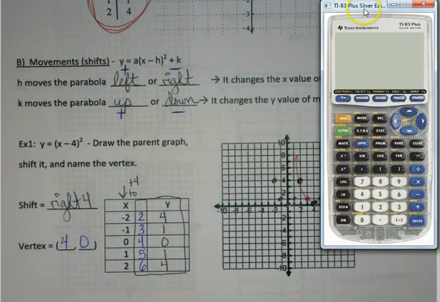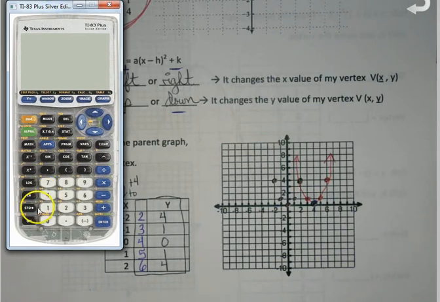Again, can I do it on the calculator? Sure. If I wanted to graph this on the calculator, I could put in my parentheses, do my x minus 4 squared. Look at the picture. I notice it shifted to the right, just like mine did.